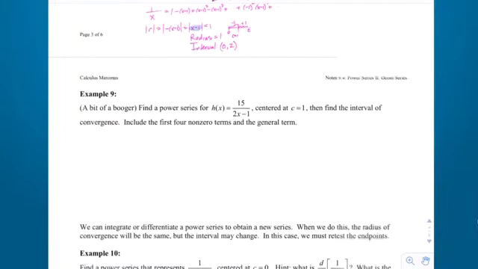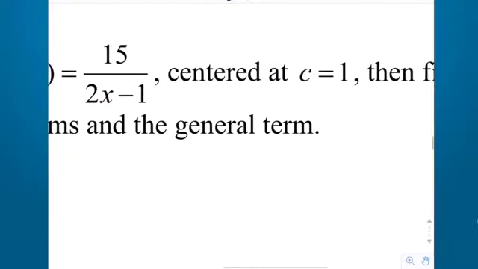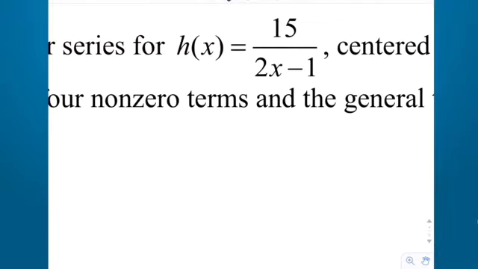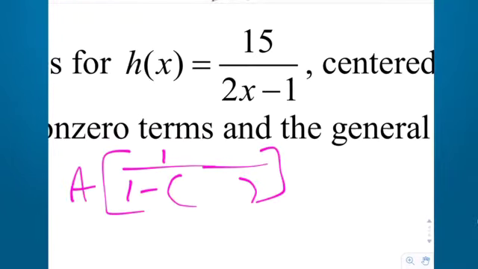Okay, let's look at 19 is, as it says, a bit of a booger, which means it's fun. Find a power series for h of x centered at 1, and then find the interval and radius of convergence, the first 4 non-zero terms and the general term. Okay, so we're going to have to write that. It's a quotient, right? Something over the quotient of x, so we can possibly write it as some transformed geometric. But we have to be able to write it as 1 over 1 minus something, and then we can also have a number out front. So that's what our goal is.